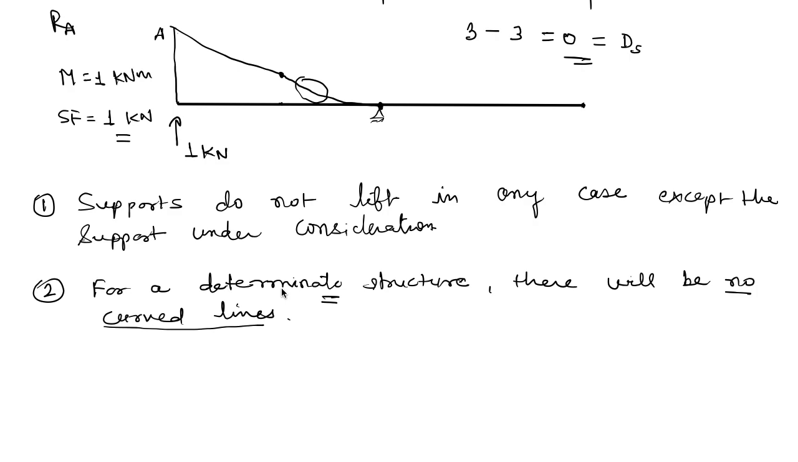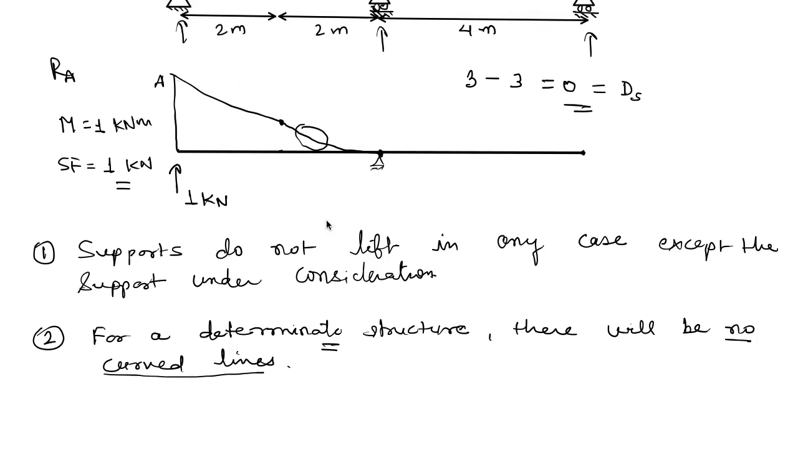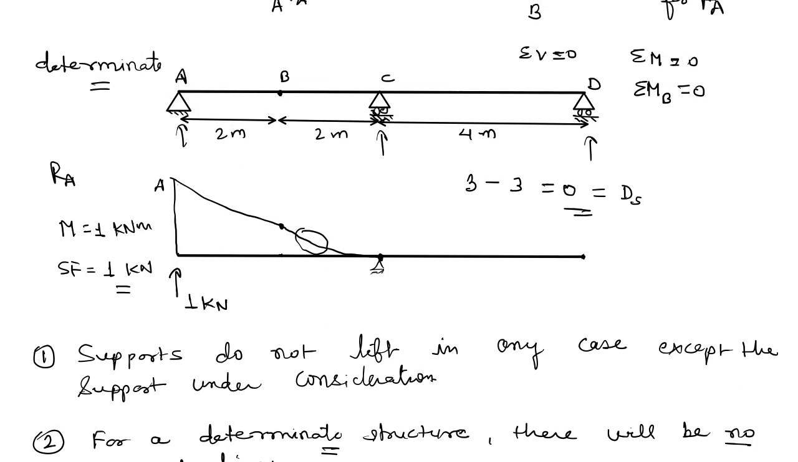Now using these two rules, if you keep these two things in mind, you can always draw the ILD. This one is wrong because here this curved part is coming. So the only possible ILD here for reaction at A will be in this manner.